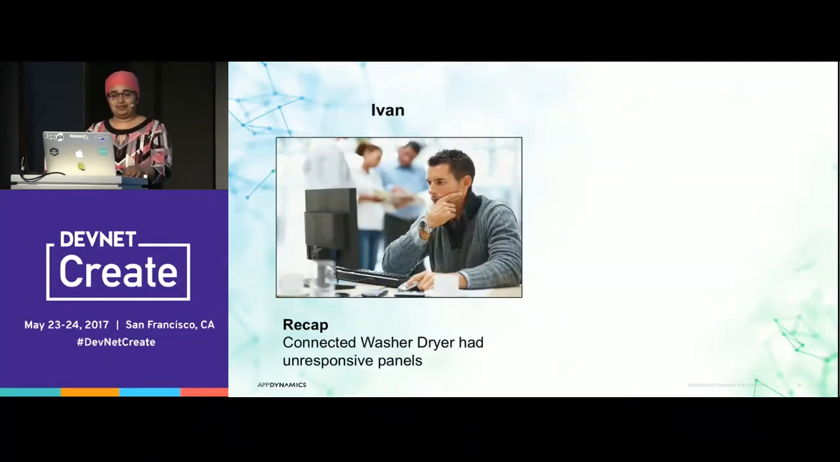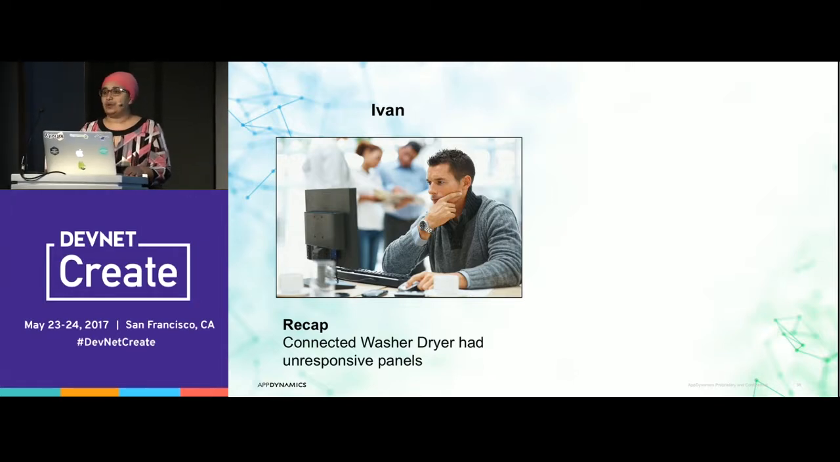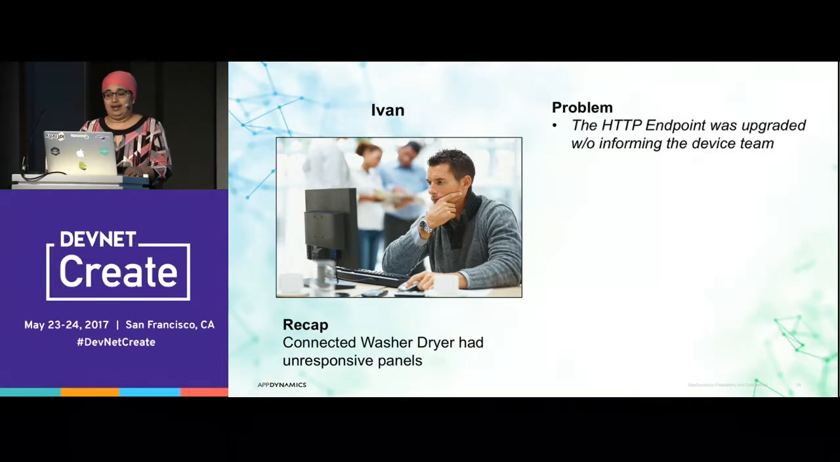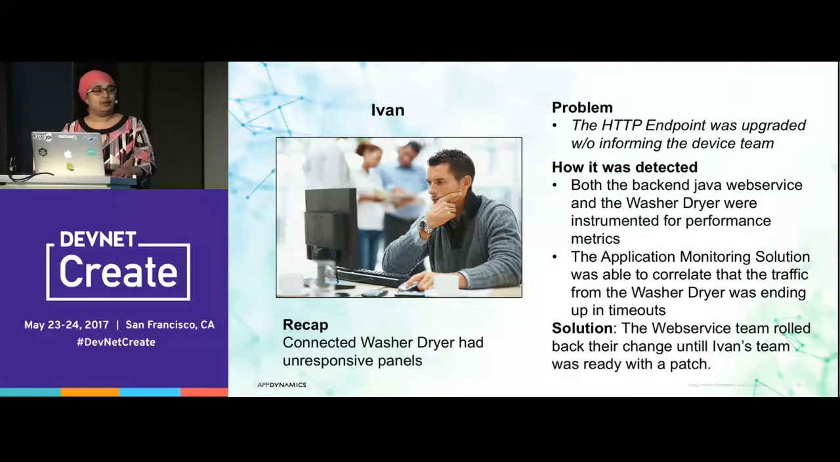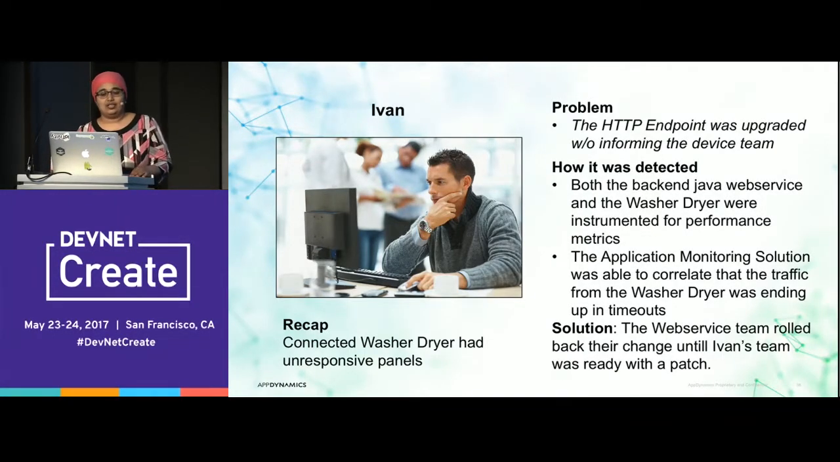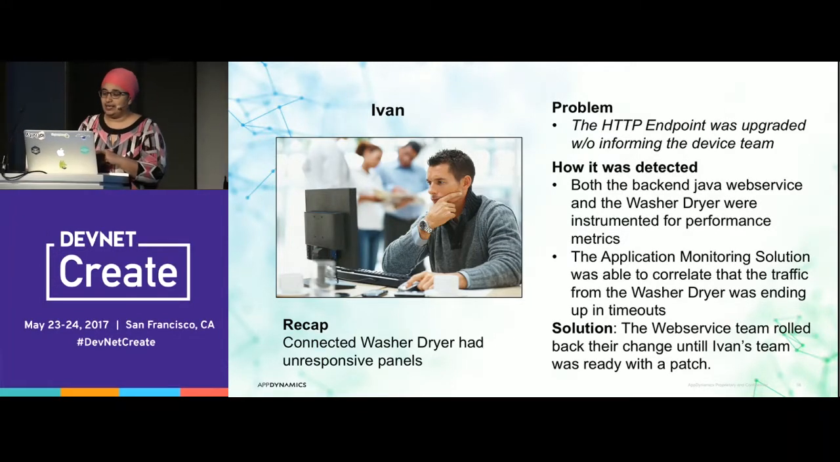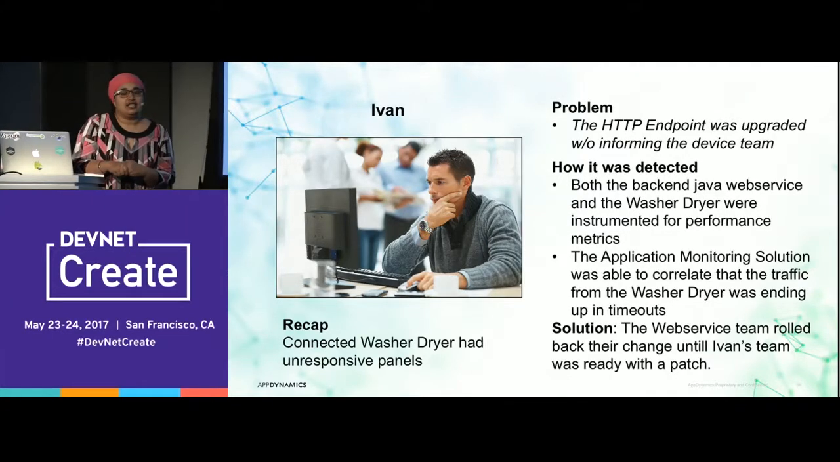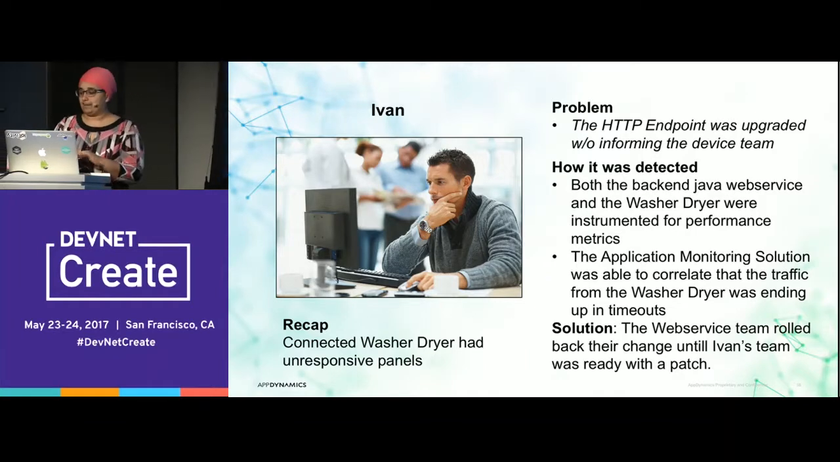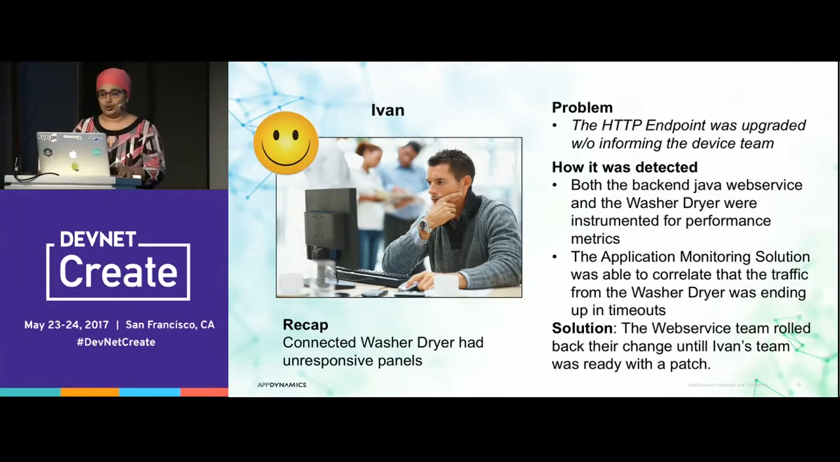Ivan's problem. Basically, the problem was that the washer dryers had unresponsive panels. What happened was the HTTP endpoint was upgraded, and nobody told the device team. And so they were out of sync. Same versioning problem that I mentioned earlier. And then the web service team rolled back their change until all the endpoints were able to consume it. And now we have happy Ivan too.